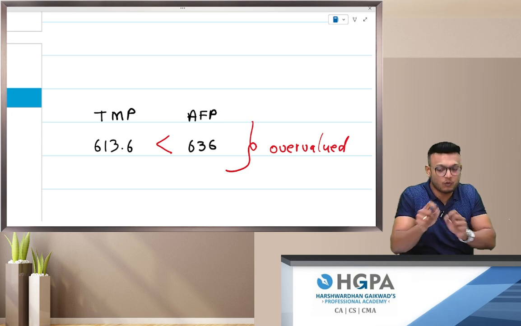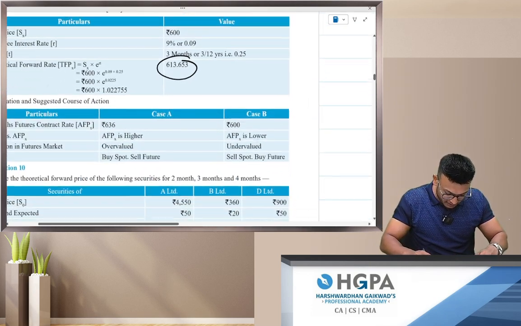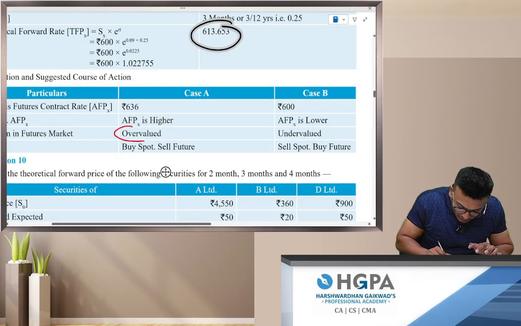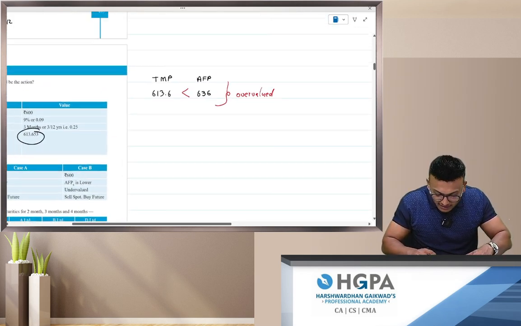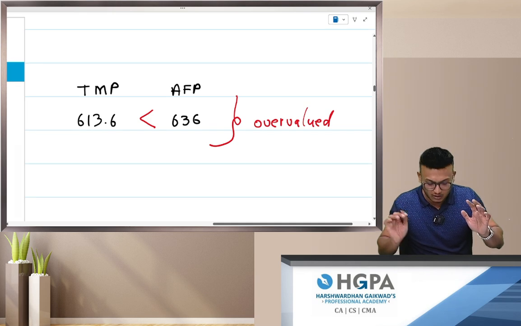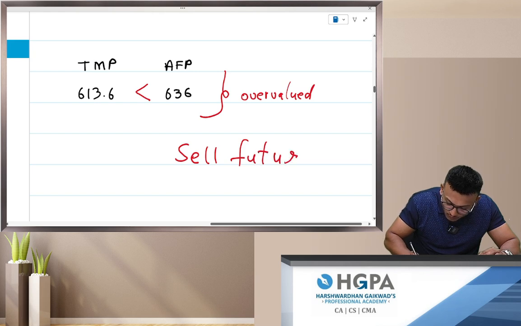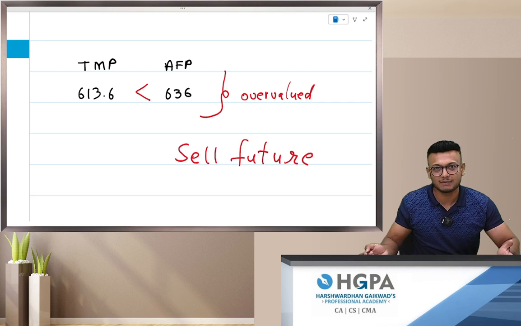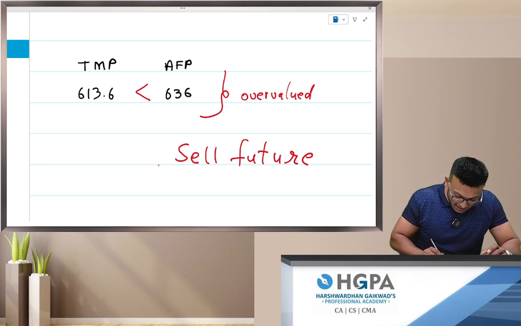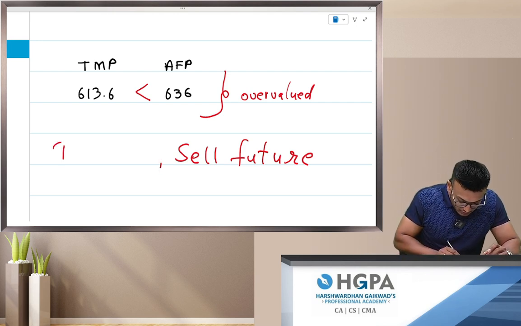उसके related आपको answer लिखना है. So you get an answer over here. Wait, this is overvalued. Whenever the future is overvalued, remember one thing: you will always sell the future. You will always sell future. पैसा ज़्यादा मिलेगा obviously. Why would you go in loss? And if you are selling in future, you will always buy spot.